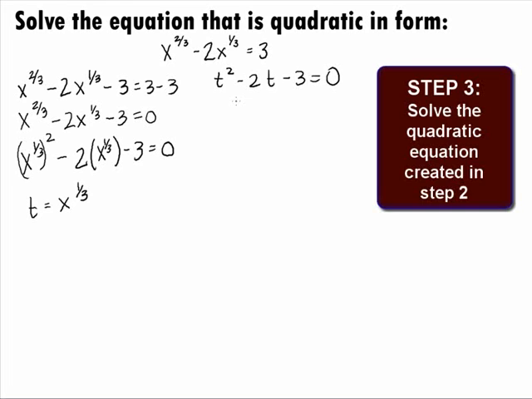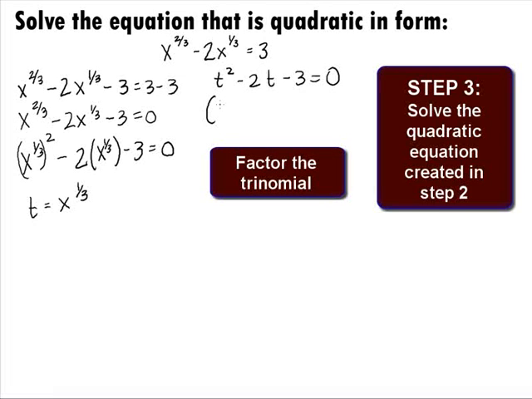In step 3, we need to solve the quadratic equation created in step 2. If you need a review on solving quadratic equations, feel free to go to College Algebra Tutorial 17. Since this quadratic does factor, let's go ahead and solve by factoring. Factoring the trinomial on the left side, we get t minus 3 times t plus 1 equals 0.